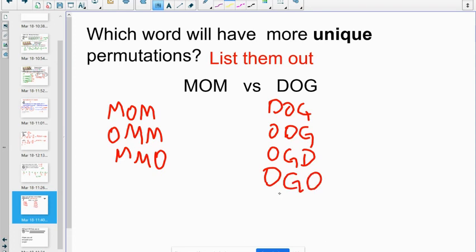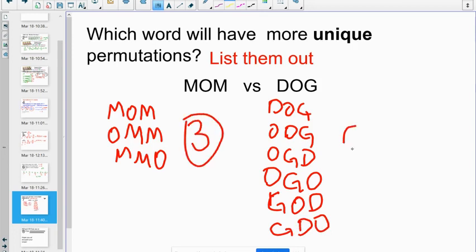But for that, I'm just going to keep going. Could have GOD, GDO. Looks like, yep, just there. So there's 3 options for mom, 6 for dog. So we know that dog has more unique permutations. And again, we'll go more into this. This is just going to help get it in your mind for when we eventually do it.